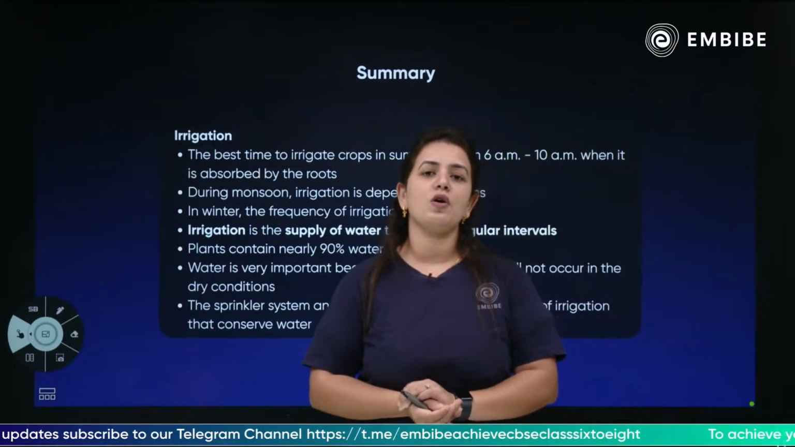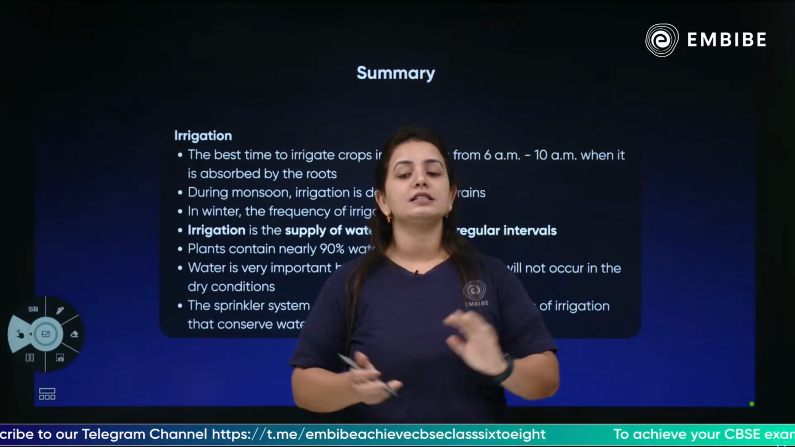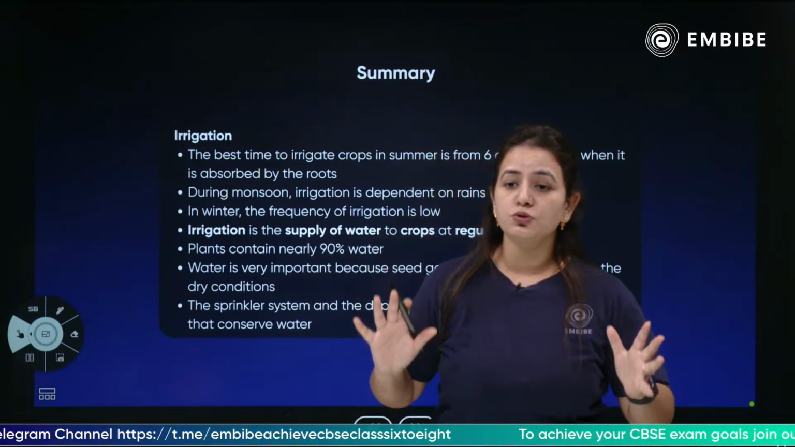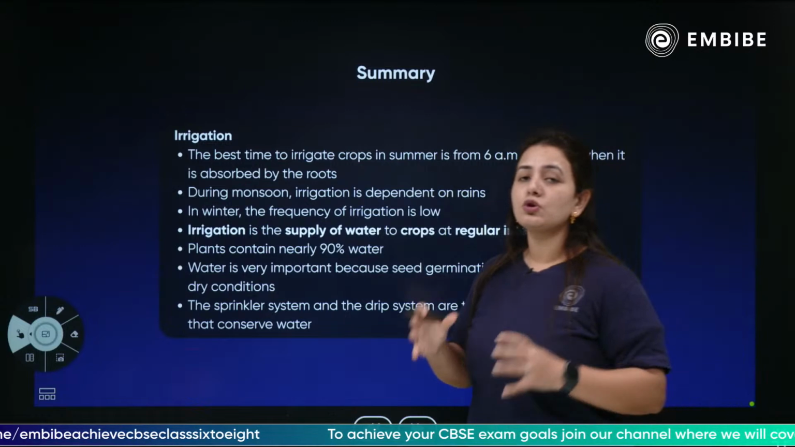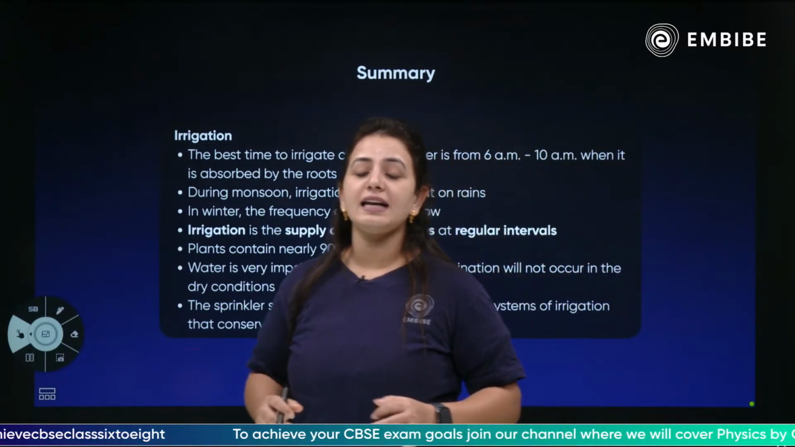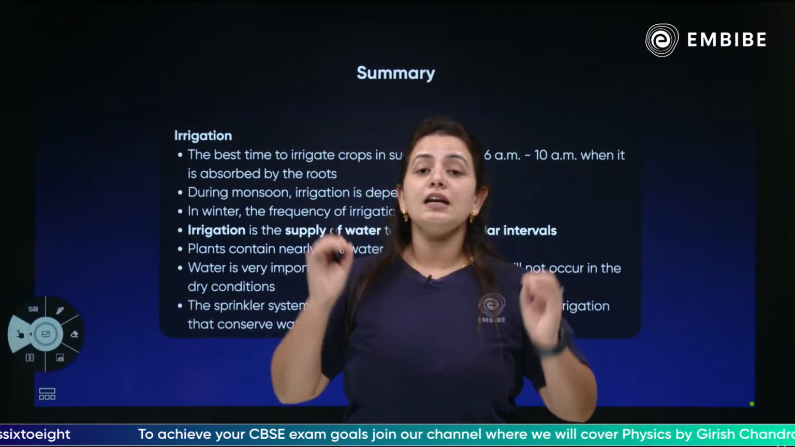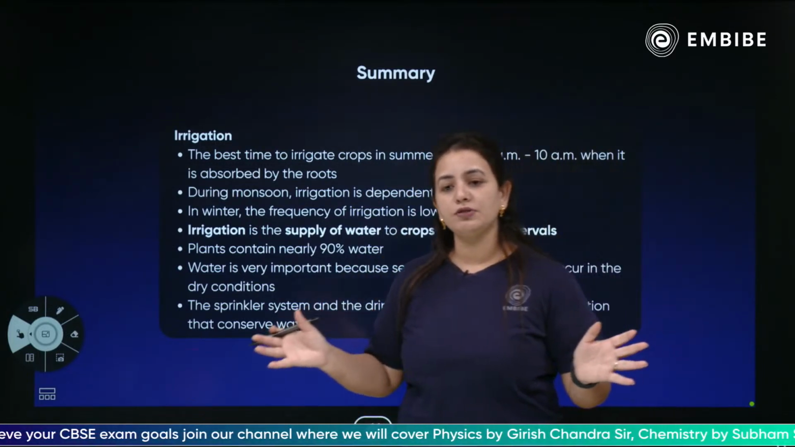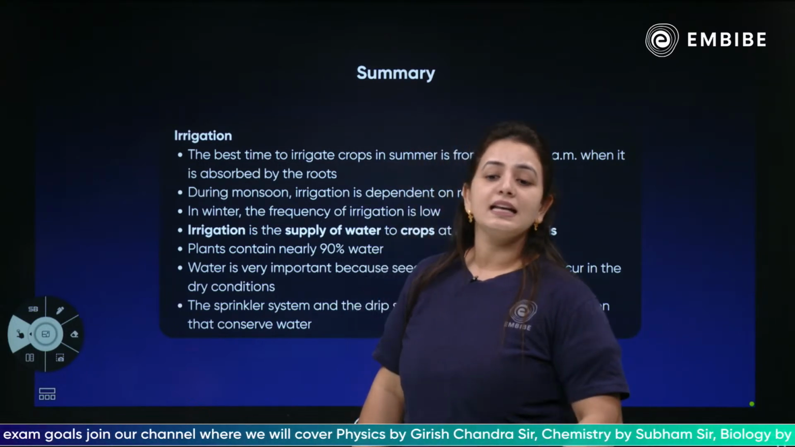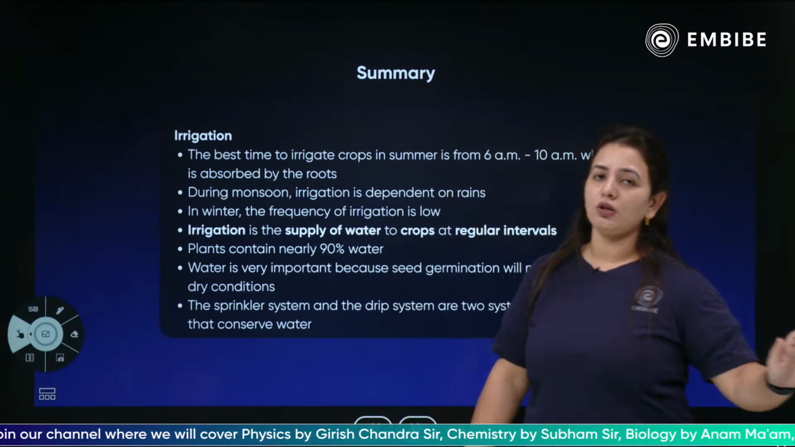So now children, you know what irrigation is. Irrigation is giving crops a large amount of water so that the roots can absorb it. Six to nine is the correct timing to give enough water at regular intervals so that it can be utilized for the growth and development of the plants. During monsoon, irrigation depends very much on the rain.